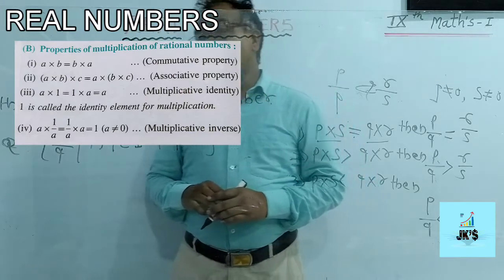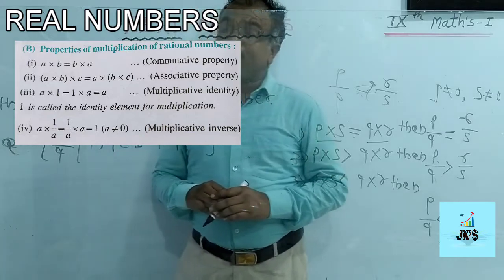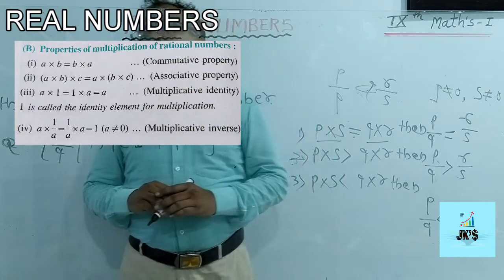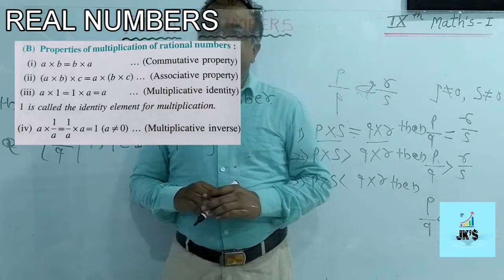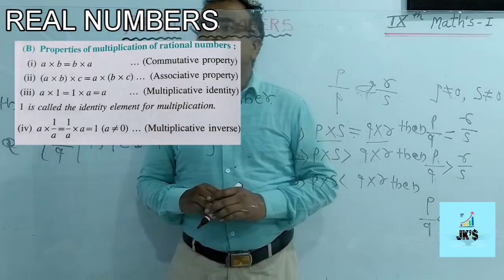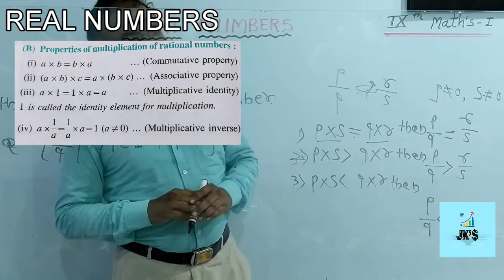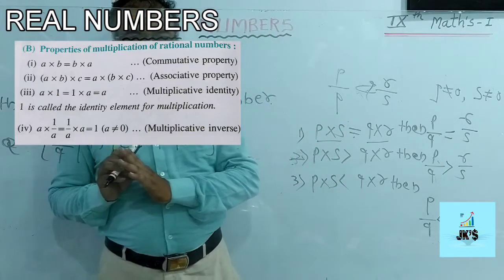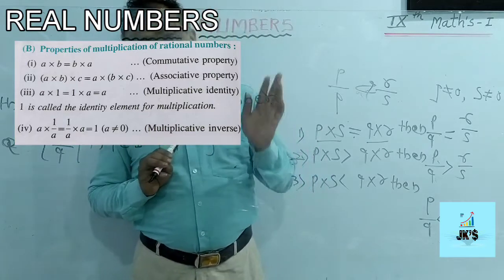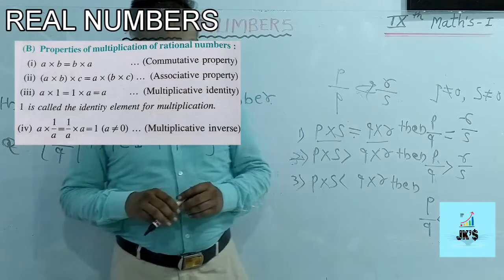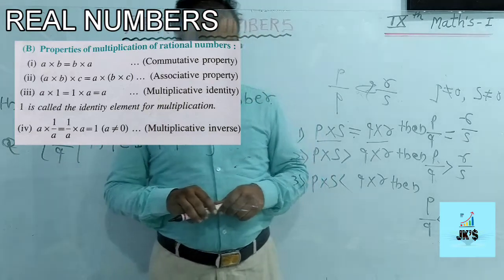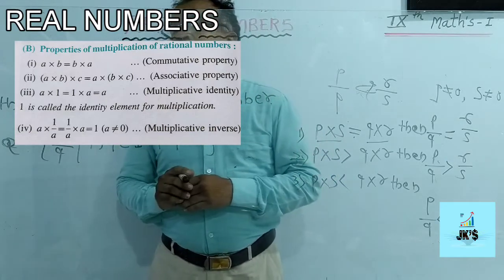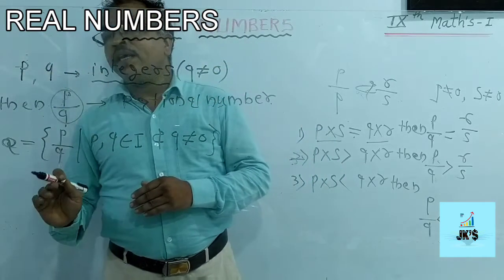Then A into 1 equals 1 into A equals A. It means when any rational number is multiplied by 1, then the answer is that rational number. For example, 4 into 1 equals 1 into 4 equals 4. It means the product of 4 into 1 and 1 into 4 is also 4. This is the multiplicative identity. A into 1 by A equals 1 by A into A.